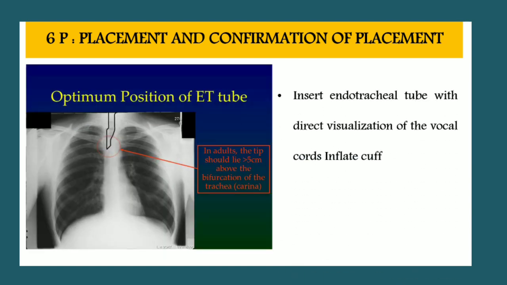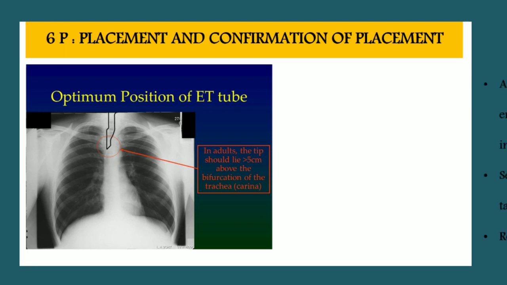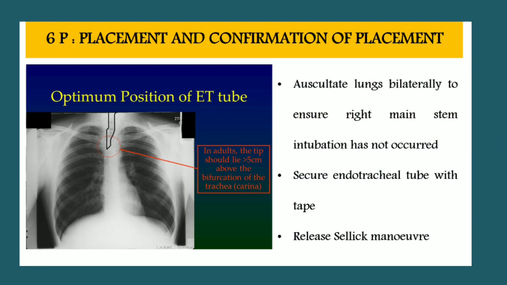The sixth P is placement and confirmation of placement. Insert the endotracheal tube with direct visualization of the vocal cords and inflate the cuff. Confirm the endotracheal tube in the trachea using end-tidal CO2 capnography. The other confirmation methods are to auscultate the lungs bilaterally to ensure right mainstem intubation has not occurred. Secure the endotracheal tube with tape. Release the Sellick maneuver. That is, the cricoid pressure should be relieved.